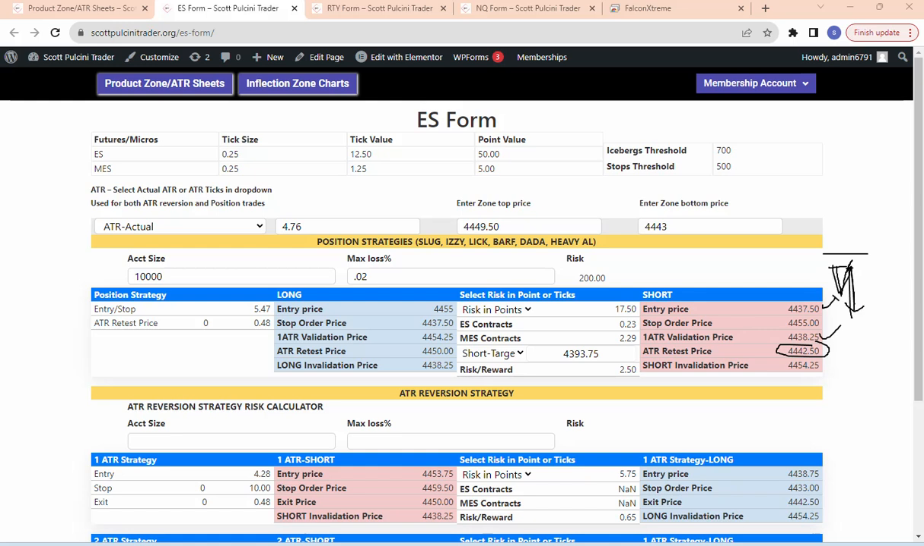Again, the aggressive entry is just the minute it breaks an ATR out of there, I'm getting in. And then if it gets above the zone, I'm sitting there stuck in a short, and it touches 54.25, my short's off the table. Again, I go over all this stuff in my trade room. This is just to show you how to use the spreadsheet.